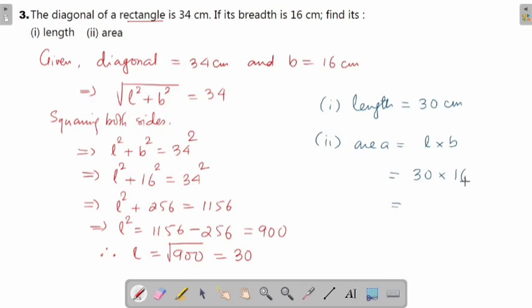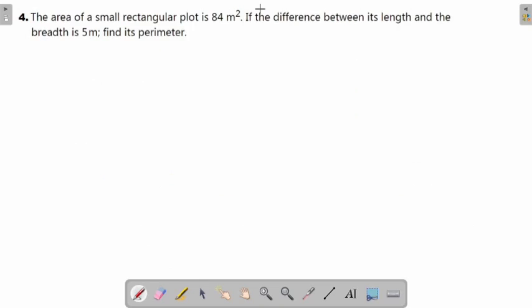So 3 6 is 18, carried over 1 3. Okay, so this turns out to be 480 centimeter square. Remember, unit of area is centimeter square. So this is your answer for this particular question. Pause the video and note down your solution. Let's move to the next question.